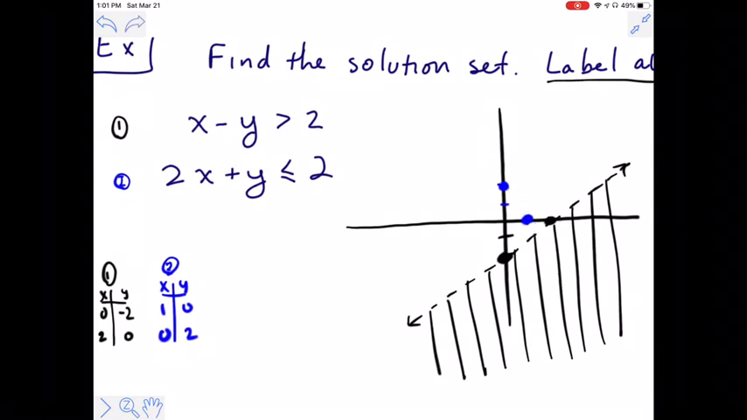Okay, let's try that again. And then to decide the shading, I'm going to use the test point again, (0, 0). If both x and y are 0, then I have the statement 0 is less than or equal to 2. That's a true statement. So what that means is the test point is in the shaded area for this other inequality, so I'm going to shade towards the test point.